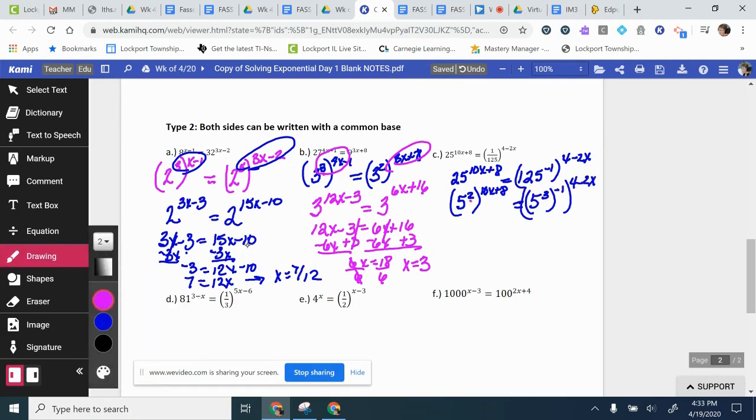And now we use our properties of exponents to get 5 to the 20x plus 16 equals 5 to the, this would be a negative 3 times a 4, which would be a negative 12. And I have a negative 3 times a negative 2, which is a positive 6x. And then now I can set the exponents equal to each other and solve for x.